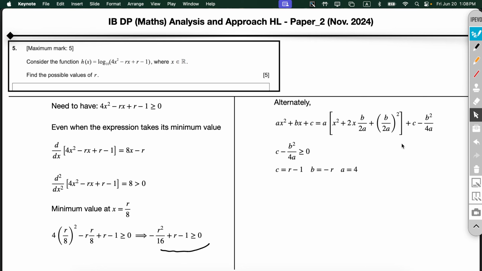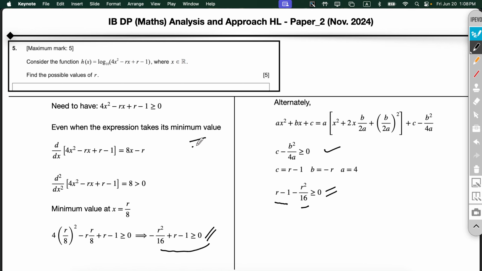So here c is r minus 1, the constant term without the x variable, the constant coefficient. b is negative r, the coefficient of x, and a equals 4, the coefficient of x squared. So c minus b squared over 4a is greater than or equal to 0, that we got here. If x equals r minus 1, negative r squared over 16. So this is actually the same as this inequality, what we got, it is equivalent.